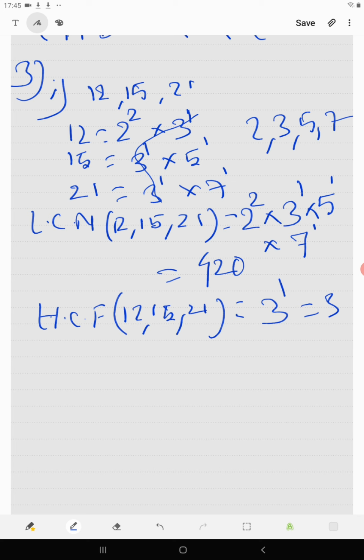Okay, let's move on. So our second problem is 17, 23 and 29. See, all are prime numbers. So we can't write it as a factor because we know prime numbers is divisible by 1 and itself. So of course 17 can be written as 1 into 17. We generally don't write 1, so you can write 17 also. It doesn't matter, 1 into 17 also you can write.